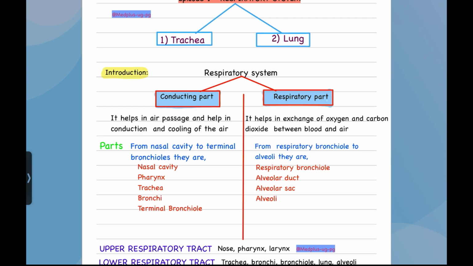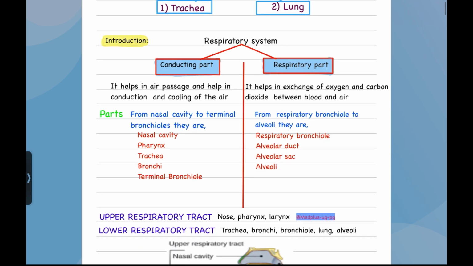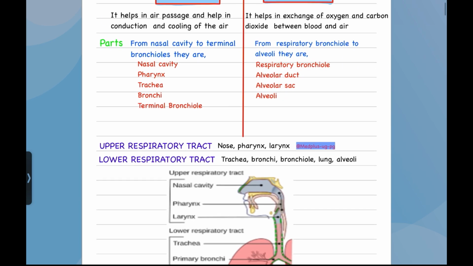So the conducting part is a tube-like structure. And the respiratory part helps in the exchange of gases such as oxygen and carbon dioxide between the alveoli and the pulmonary capillaries. So the conducting part is made up from the nasal cavity till the terminal bronchiole. It includes nasal cavity, pharynx, larynx, trachea, bronchi, and terminal bronchioles. The respiratory part starts from the respiratory bronchiole and ends at the alveoli. This helps in the exchange of gases. So respiratory bronchiole, alveolar duct, alveolar sac, and alveoli.